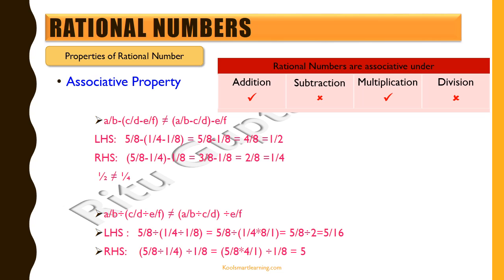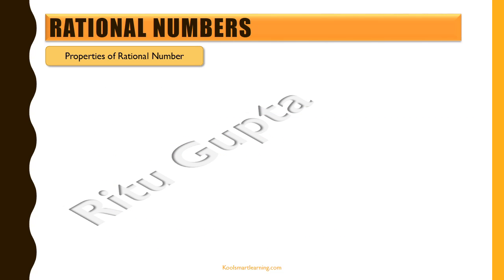But if we move the brackets to 5 by 8 divided by 1 by 4 first, we get a result of 5 by 2 and then divide by 1 by 8, which makes it 20. Now 5 by 16 and 20 are obviously not equal, so we can say that rational numbers are not associative under division.